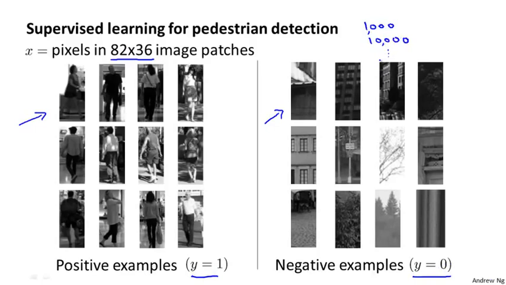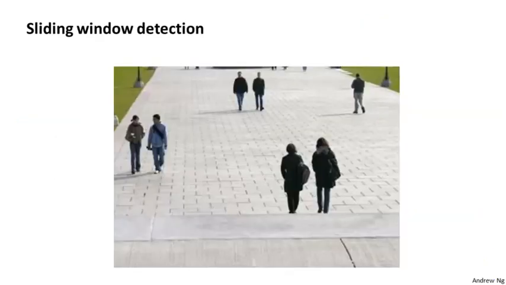And what you can do is then train a neural network or some other learning algorithm to take as input an image patch of dimension 82 by 36 and to classify that image patch as either containing a pedestrian or not. So this gives you a way of applying supervised learning in order to take an image patch and determine whether or not a pedestrian appears in that image patch. Now, let's say we get a new image, a test set image like this, and we want to try to find the pedestrians that appear in this image.